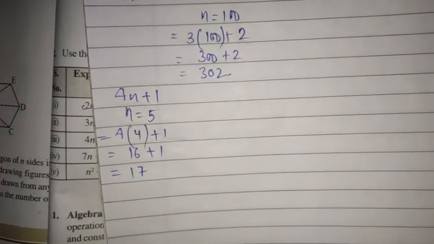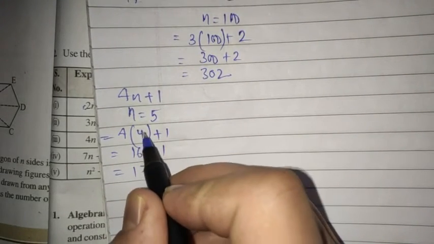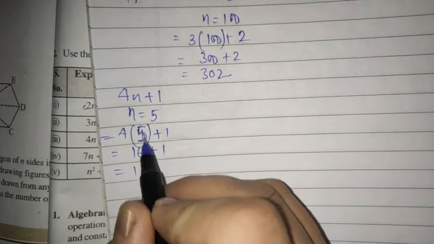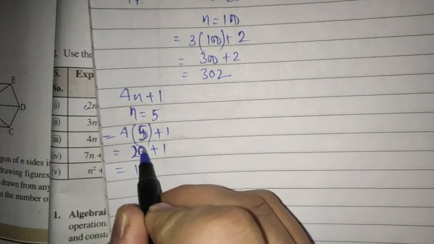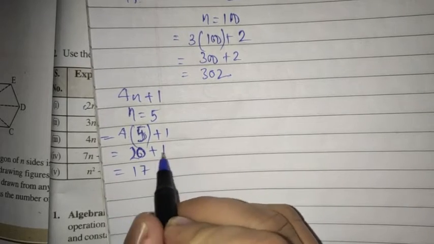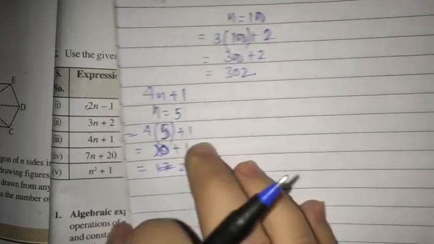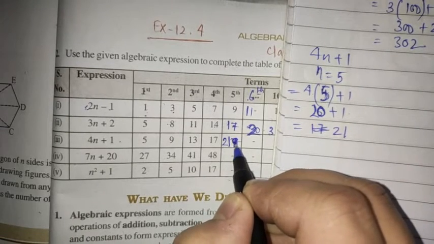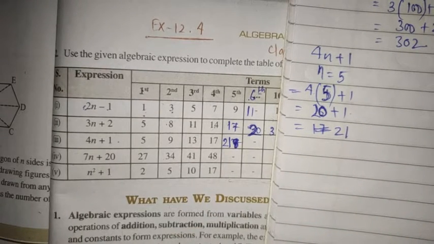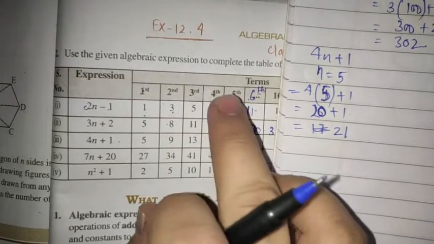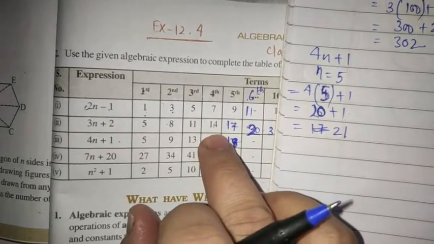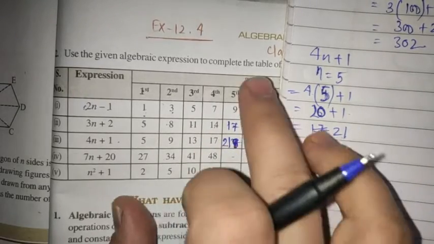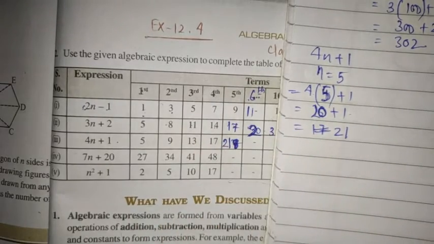Okay, I have given the value incorrectly here. The n value is 5. 4 fives are 20. 20 plus 1 is 21. Sorry, here I have written an incorrect value. The value of the fifth term will be 21. The value of the fourth term is already mentioned, which was 17, and again I wrote it incorrectly. The fifth term value will be 21.